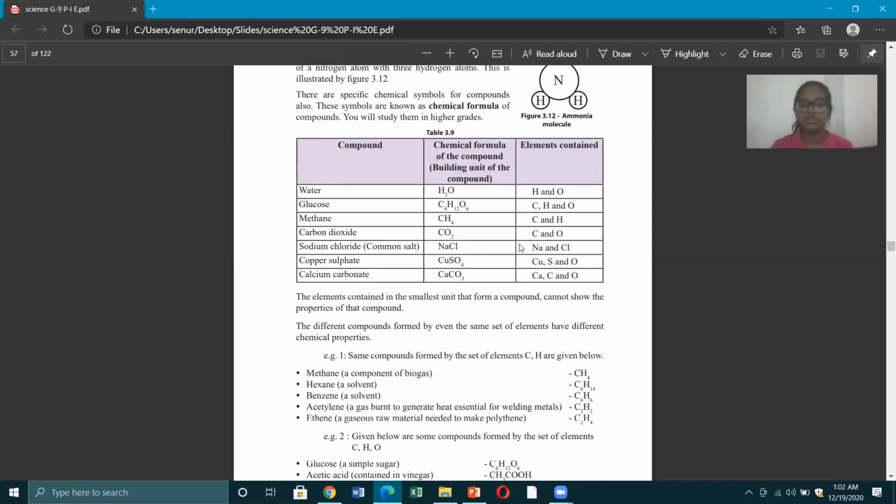So sodium chloride. Sodium chloride is common salt. Okay. Sodium chloride.